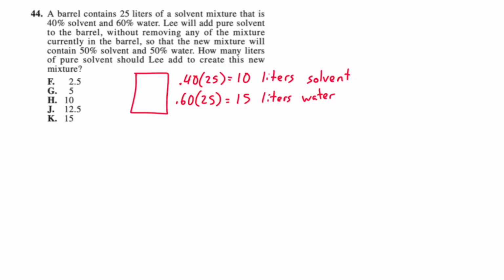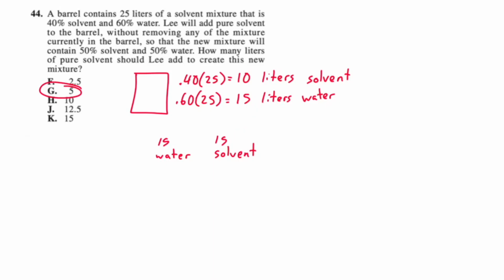The key thing to realize is he's not going to add any water. So when it's balanced out and it's 50-50, there's going to be 15 liters of water, and that must mean there's also going to be 15 liters of solvent. Well, right now we have 10 liters of solvent. If we need to get to 15 liters of solvent, he's going to add 5 more.